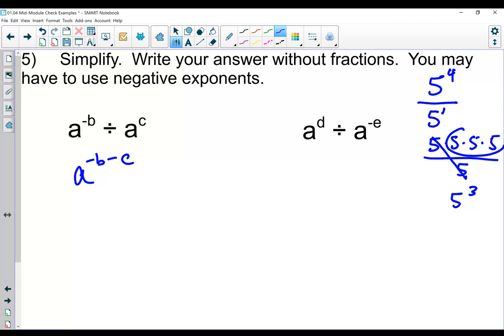And we'll do something similar on the next one. I'll have a, and my top exponent would be d minus negative e. And again, whenever we have minus negative, even with fractions like this, even with exponents, it'll be plus. So we'll have a to the d plus e power. So we always want to make sure that we simplify that all the way. We wouldn't leave it as a minus negative.